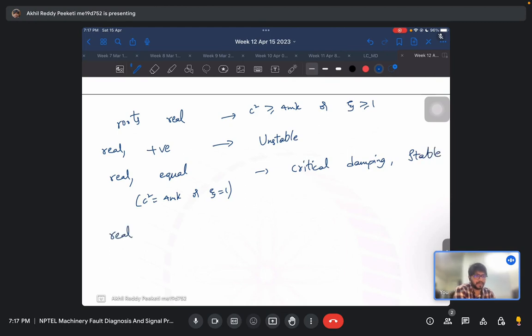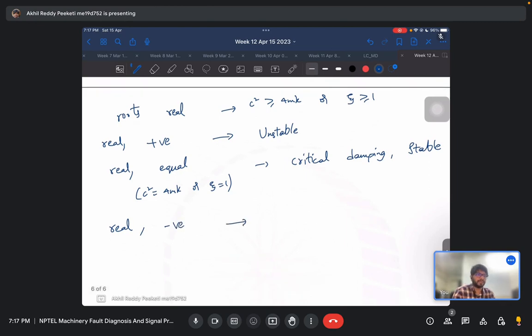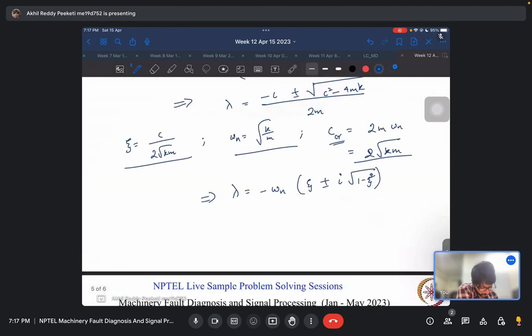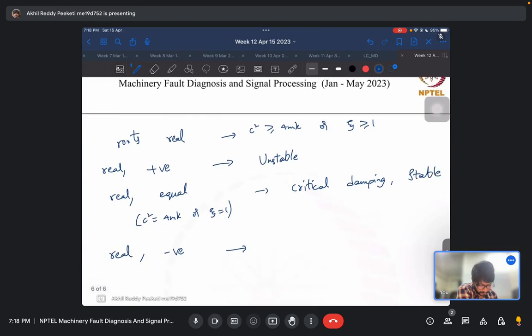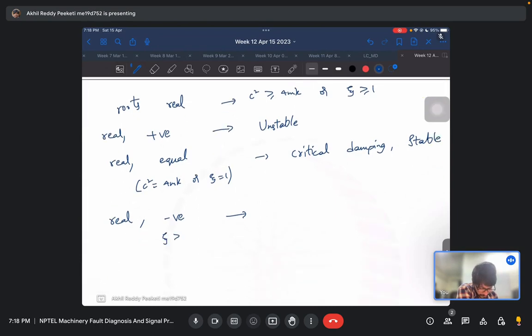Case where roots are real but negative, this would happen when c square is greater than or equal to 4mk. This will happen when zeta is greater than 0.